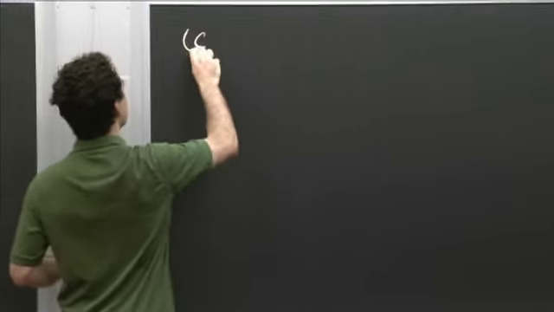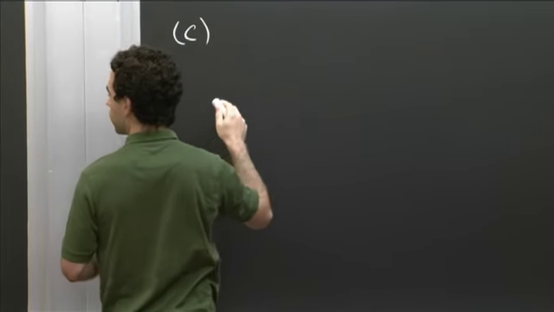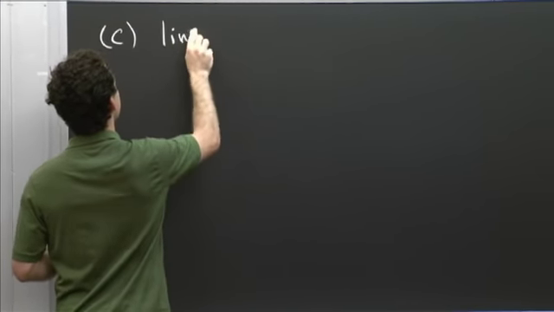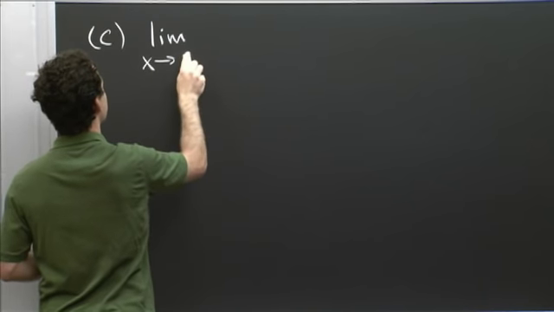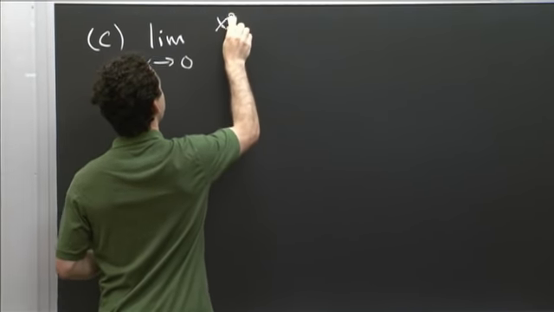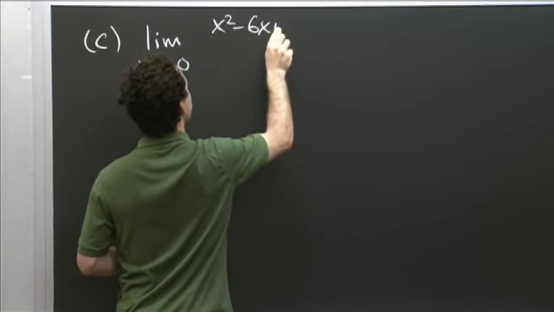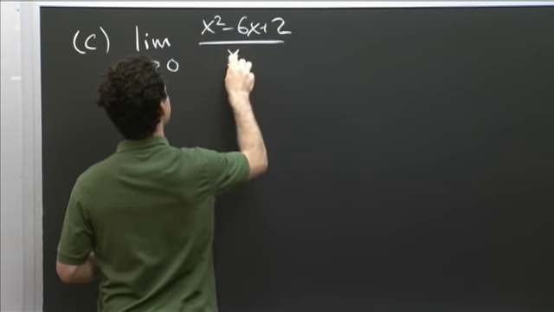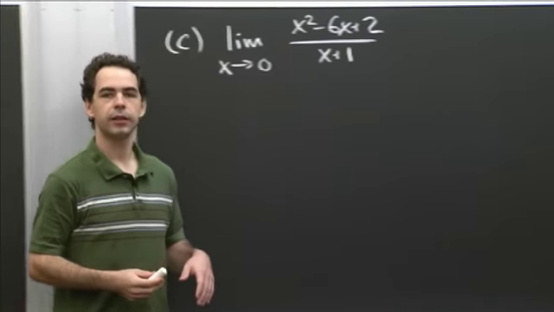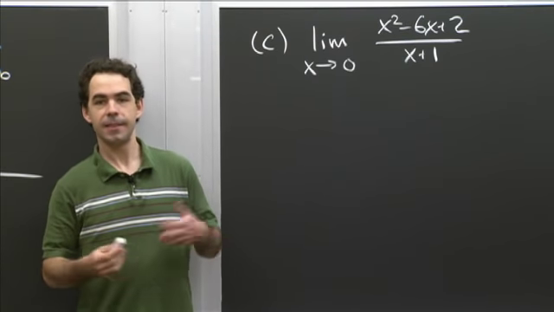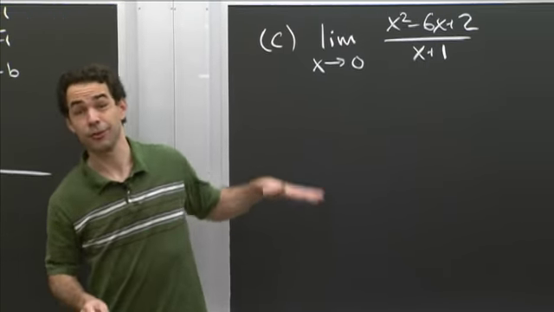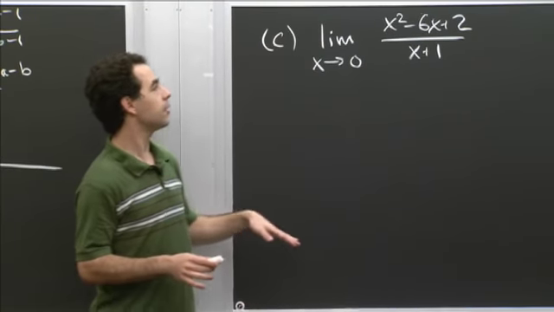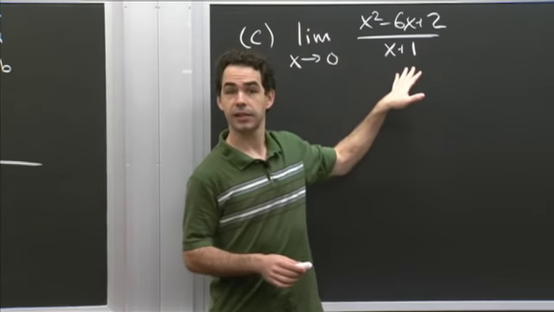Now, part C asks for the limit as x goes to 0 of x squared minus 6x plus 2 over x plus 1. So this limit, you can't apply L'Hopital's rule. Why can't you apply L'Hopital's rule? Well, because it's not an indeterminate form.